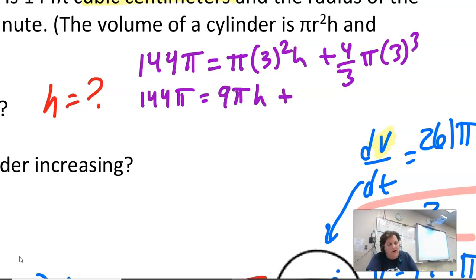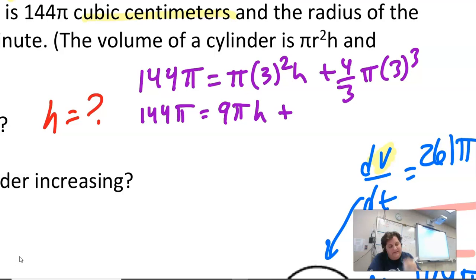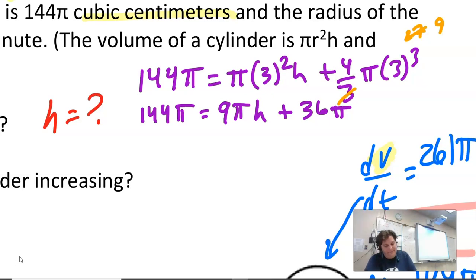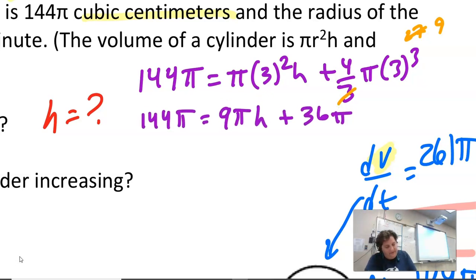And then right here, 3 to the third is 27. And 3 goes into 27 9 times. So are we cool if I just make this 4 times 9, 36 pi? Okay. Move this down a bit so we can see what's going on.